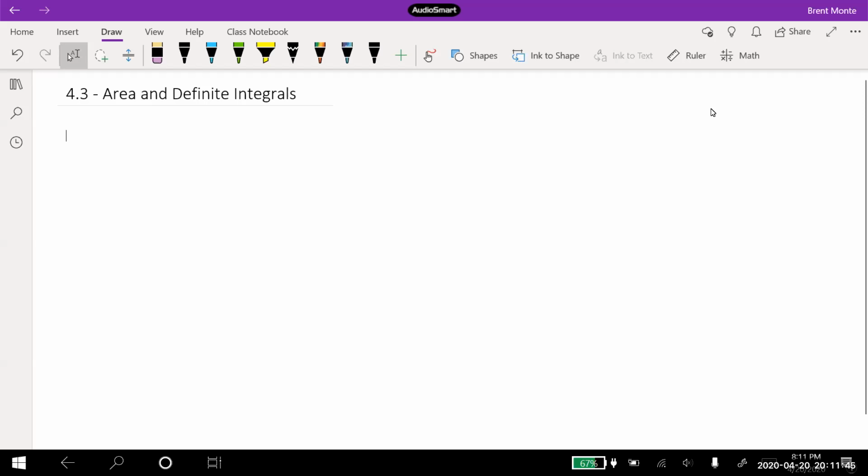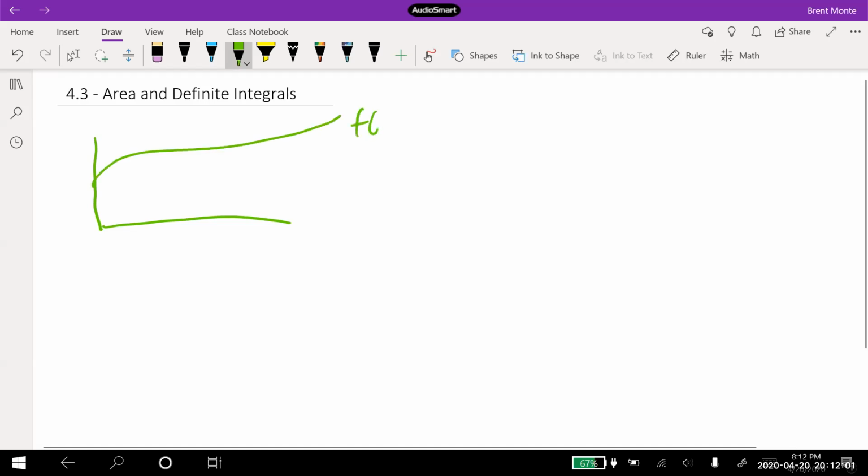Today we are going to talk about section 4.3, area and definite integrals. So first of all, let's just start off. We'll just do a random function here. Suppose I've got a function, and we will just call this function f of x. What we're going to do is look between 2 points on the function, a and b, and look at the area in between a and b.